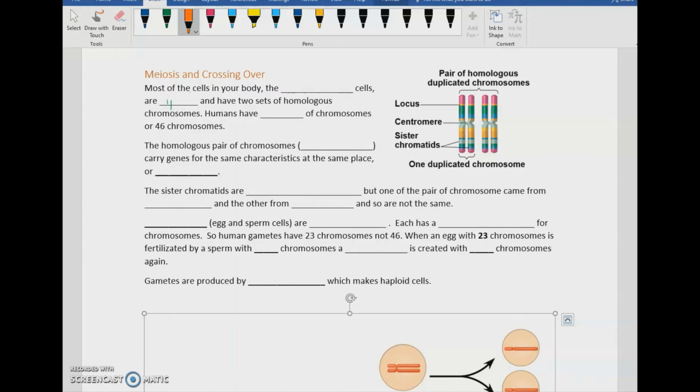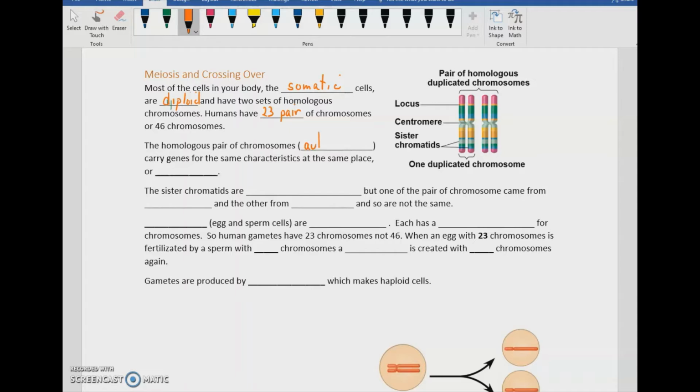Meiosis and crossing over. Most of the cells in your body are somatic cells, and they are diploid, which means that they have two sets of homologous chromosomes. Humans have 23 pairs of chromosomes, and that's right, chromosomes come in pairs. In total, you have 46, twice 23. A pair of homologous chromosomes are called autosomes.